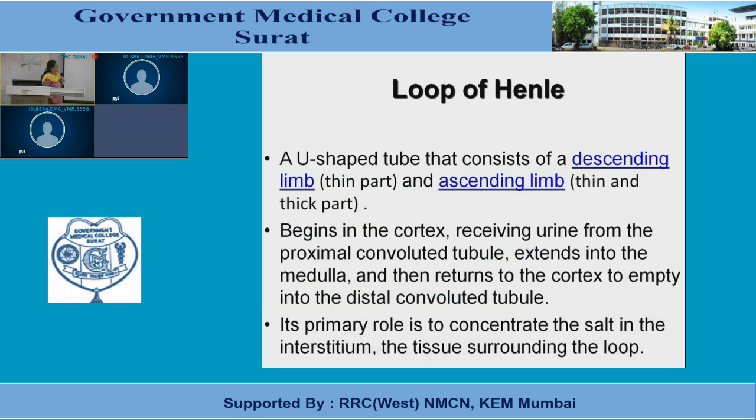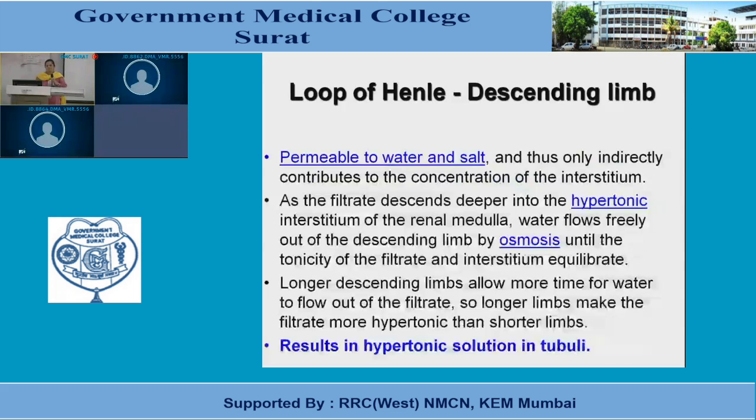Then the loop of Henle. There are three parts: the descending limb, then the ascending limb, with thin and thick segments. It begins in the cortex, receiving filtrate from the proximal convoluted tubule, enters the medulla, and then returns to the cortex to empty into the distal convoluted tubule. Its role is to concentrate the salt in the interstitium, which is the tissue surrounding the loops of Henle. The descending limb is permeable to water and salt, and thus only indirectly contributes to concentration of the interstitium.